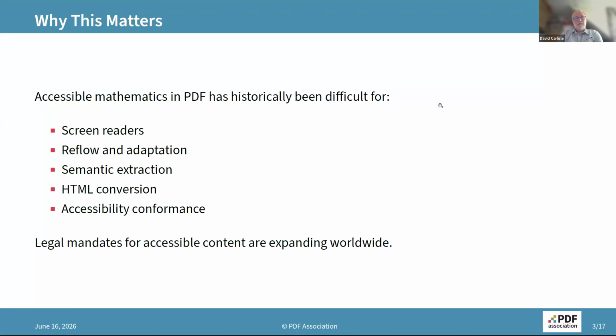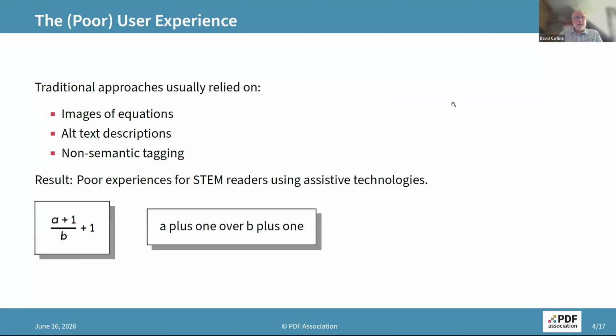And it's becoming more pressing now. I mean, obviously it's always been a good thing to fix that, but laws in Europe and the United States and elsewhere are making this mandatory now for a lot of publishers and educational establishments. So next slide, please, Neil.